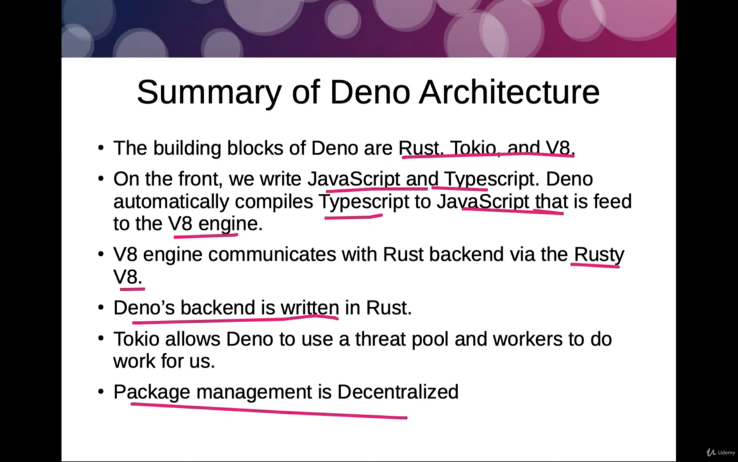So this is how the architecture of Deno is arranged. And this is just a generic introduction to how Deno works under the hood.